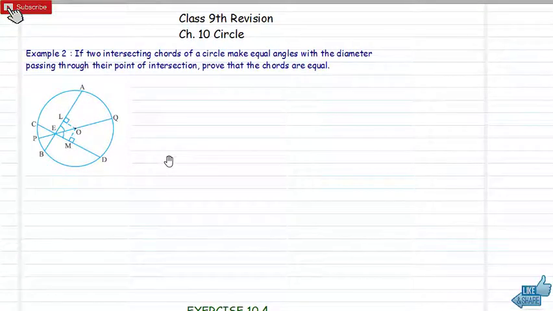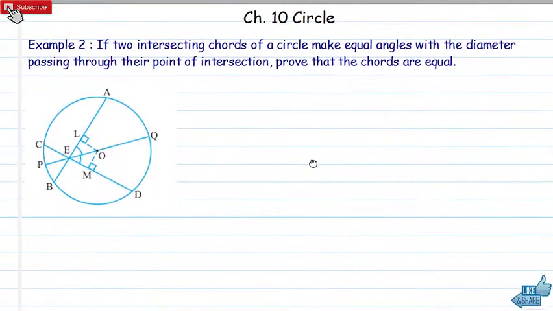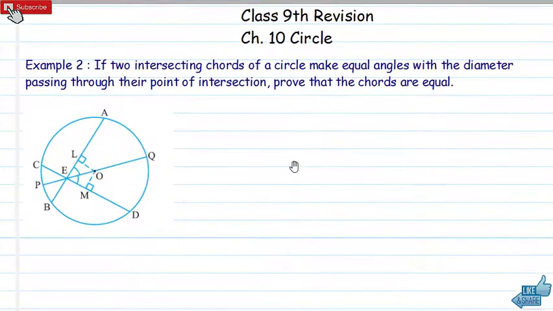So in this example, if you can see here, that is example number 2. If two intersecting chords of a circle make equal angle with the diameter passing through the point of intersection, prove that the chords are equal. Now we have to show that these chords are equal. So how will we solve this question?